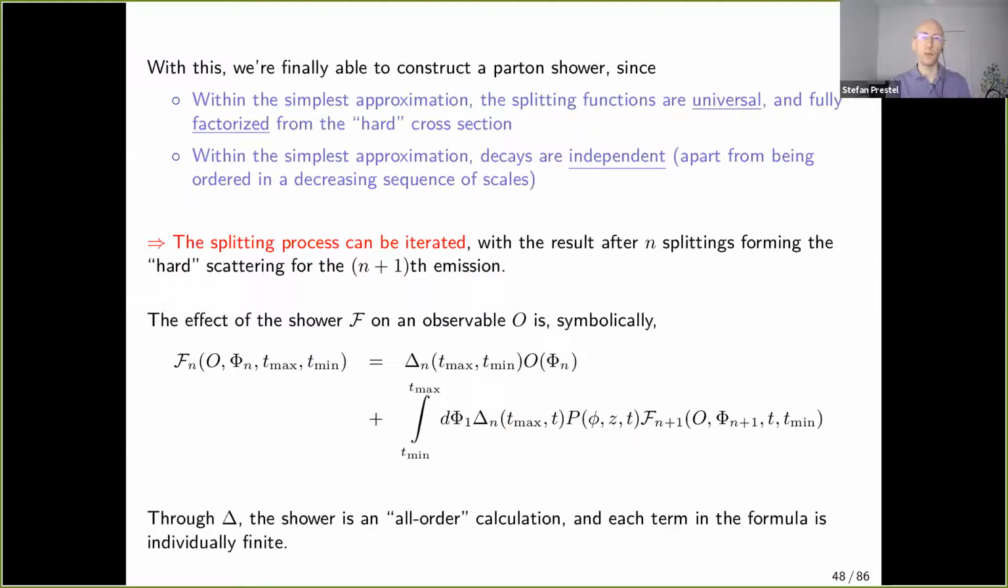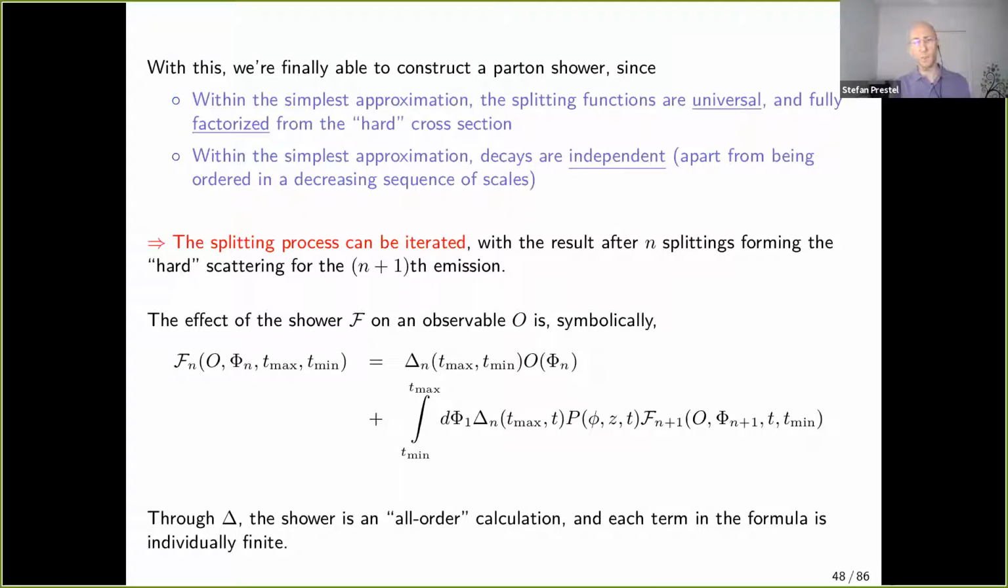And just like in radioactive decays, the decay of an isotope over here in the sample and an isotope over here in the sample are, to first approximation, independent. The only difference here is that they are ordered in a decreasing sequence of scales in order to retain this memory, just like in nuclear decays, you'd be ordered in a decreasing sequence of times. So overall, the splitting process can be iterated, meaning that the result after n splittings, after n decays, is actually forming the hard scattering cross-section for the next emission.